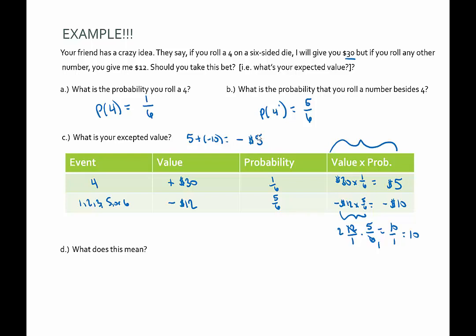This means you probably don't want to play this game with your friend. It was a crazy idea, and you're expected to lose. So if you do play this game, you are expected to lose $5. Find something else to do.